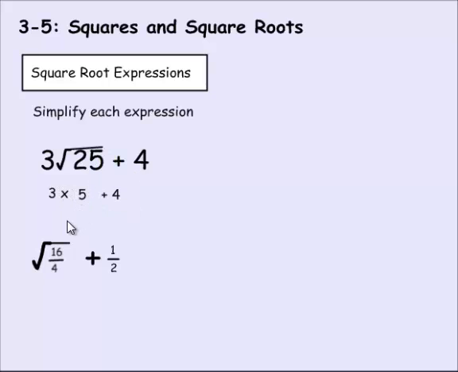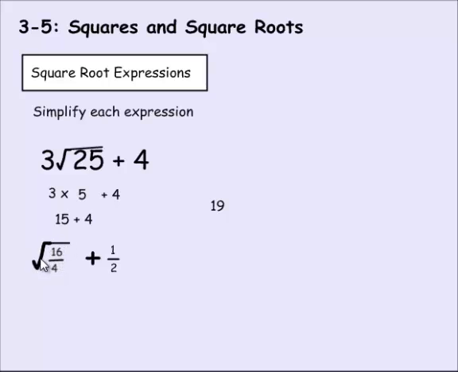So 3 times 5 is 15. And then we're going to add 4 to that. So 15 plus 4 would be 19, and that would be our answer. Here we have 16 divided by 4 inside the square root. So there's actually two different ways you could do this. You could find the square root of 16 and the square root of 4 and then do the dividing, or you could divide first and then solve it.